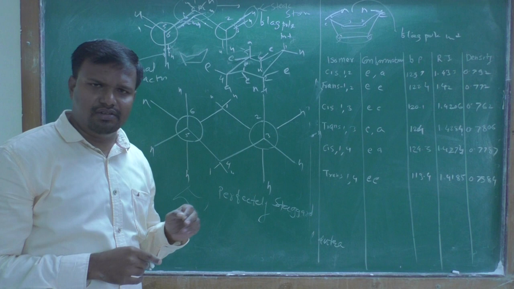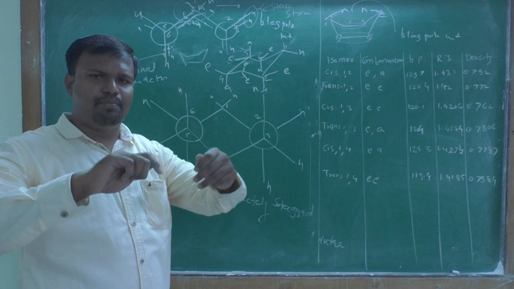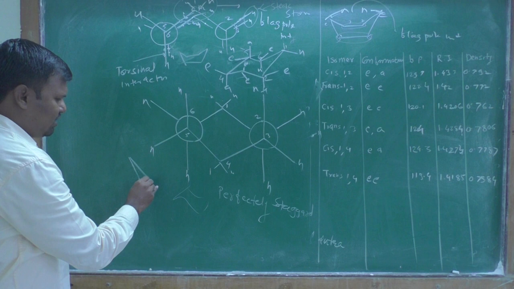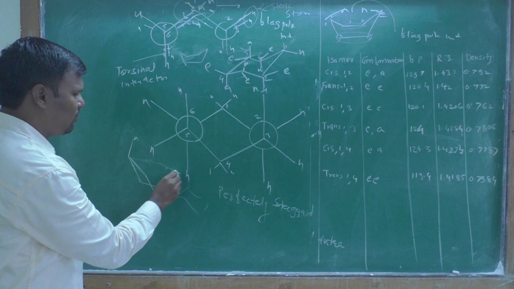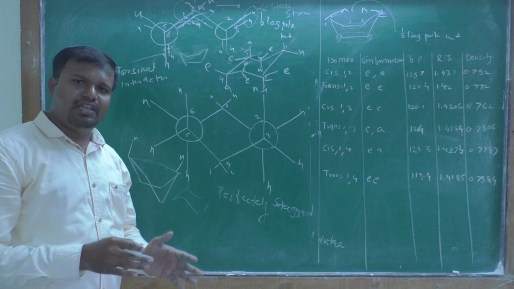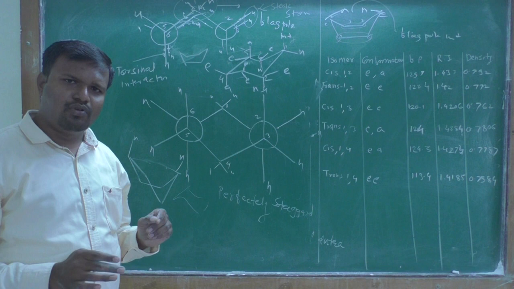And for minimizing this instability, your boat conformation gets somehow twisted. By twisting, it minimizes the flagpole interactions, as the hydrogens move away from each other, therefore the flagpole interaction is minimized. Also some steric strain and some sort of torsional strain is minimized, and there is a very small difference in the stability of the boat, due to this twisting.